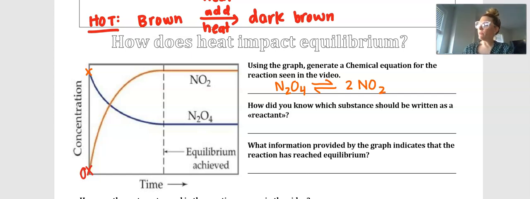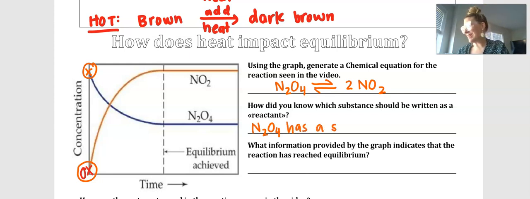And how do we know which substance should be written as the reactant? Again, we know which is the reactant because it starts with some amount of concentration, whereas the NO2 has no starting concentration. N2O4 has a starting concentration.